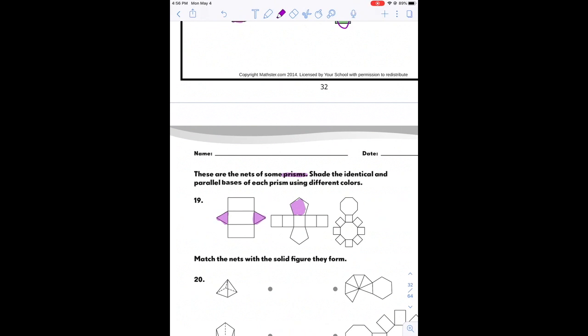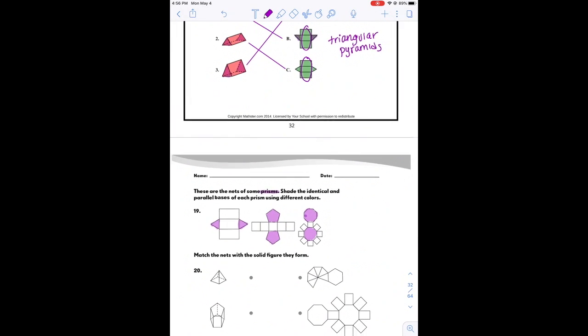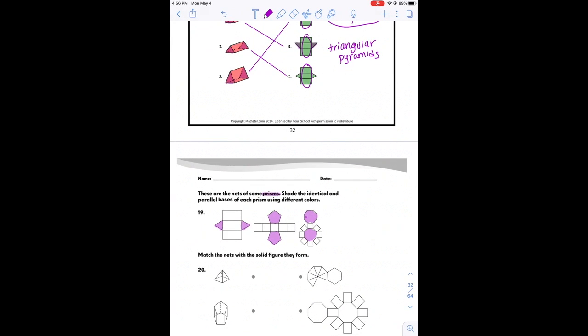For the second one, these pentagons will be the prism. And then for the third one, I think these are octagons, will be the bases of the prism. So I've left all the sides that are the rectangles or squares, because those make up the sides of the prisms. Now, do you think you can name these?